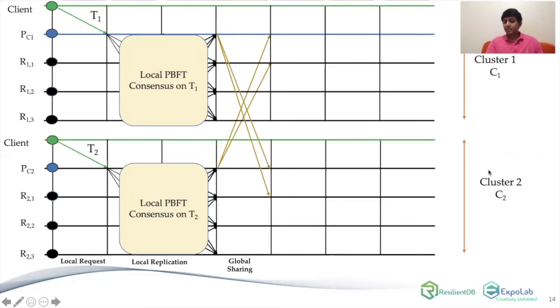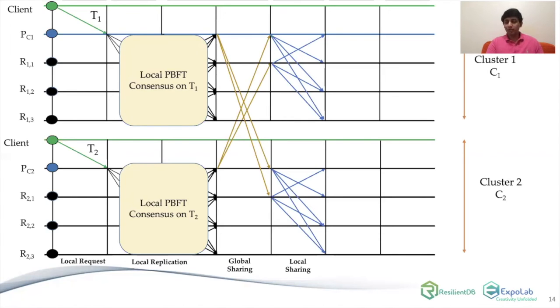Once they exchange this certificate with each other, some of the replicas get this certificate, and then they share it among the whole cluster. Finally, each replica of the cluster has a certificate. Now they can go ahead, execute, and reply to their local clients. That is how GeoBFT works. The whole details about how the ordering can be done and why GeoBFT guarantees security can be seen in the paper.